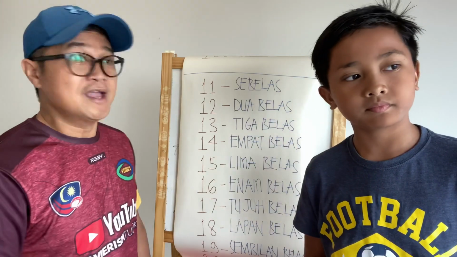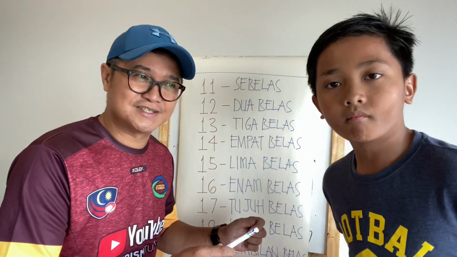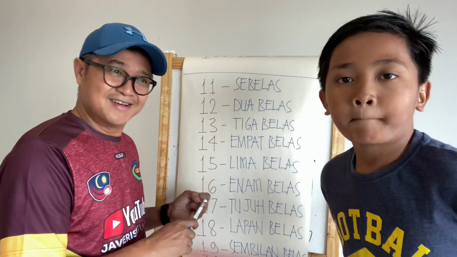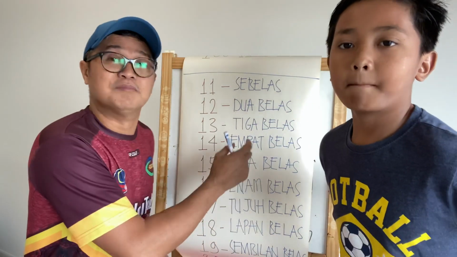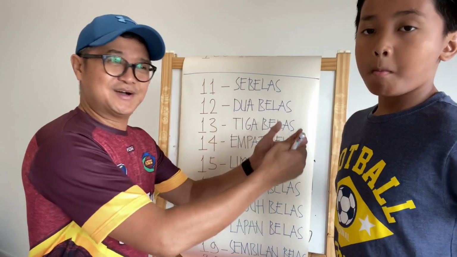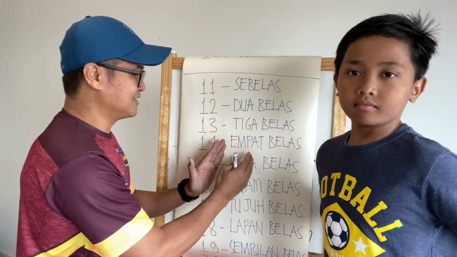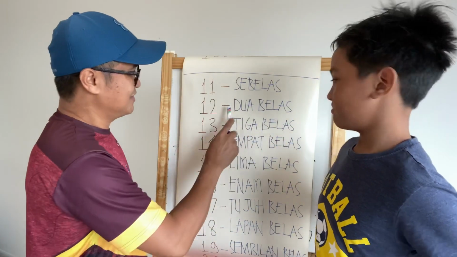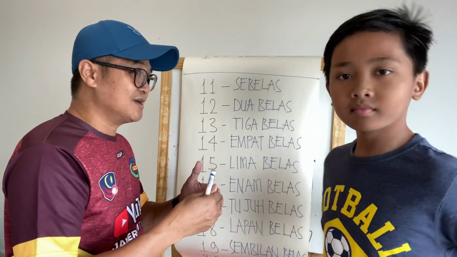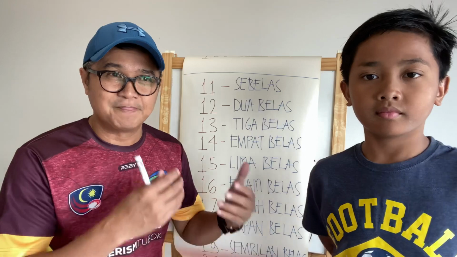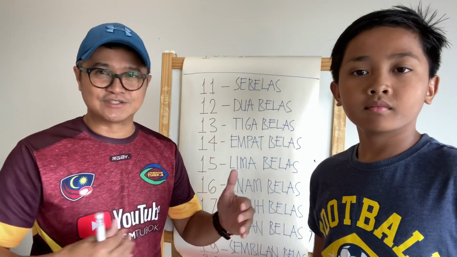All right. It's the same thing in Filipino just now, right? Remember, we have labing. Now this one is also belas, but it's on the end of the number, right? So remember the belas, you already have something like 11 until 20.